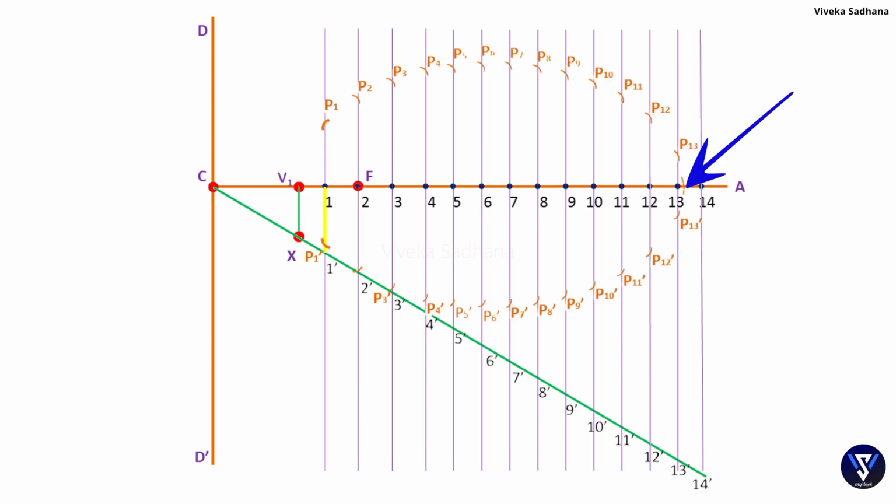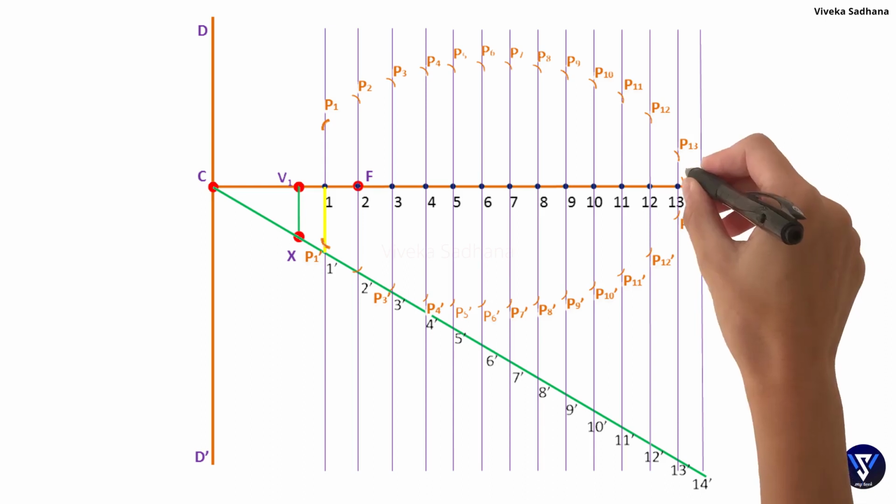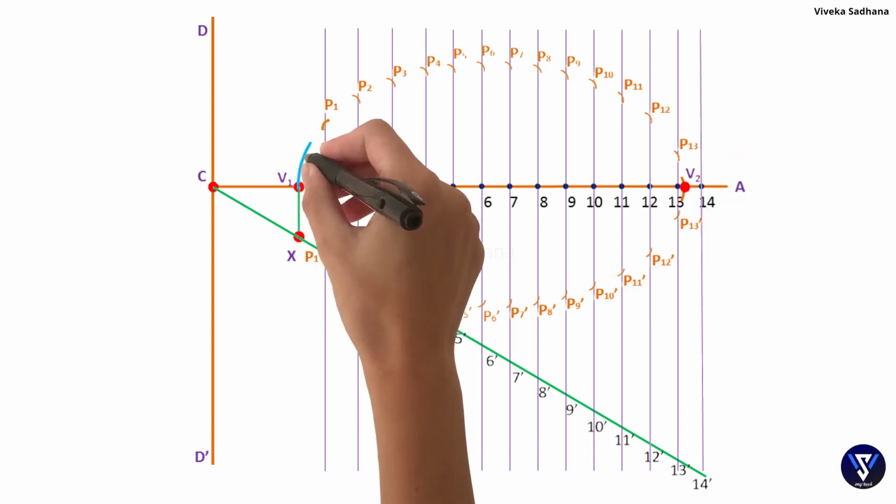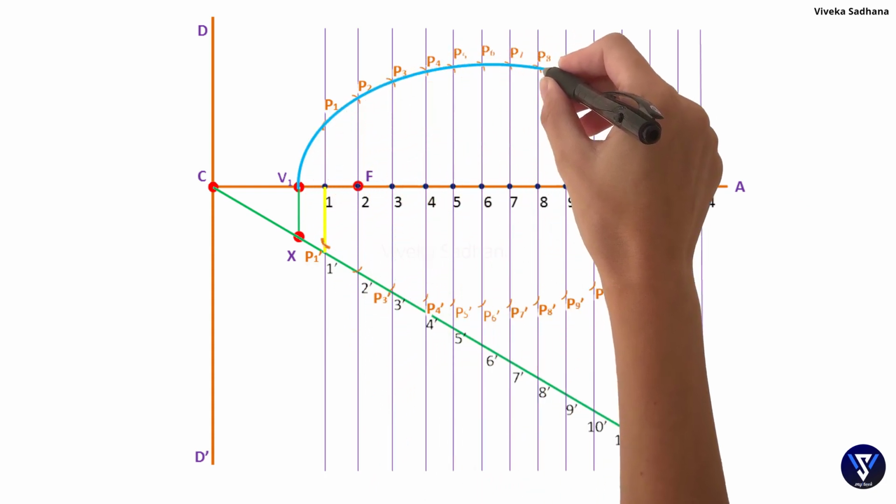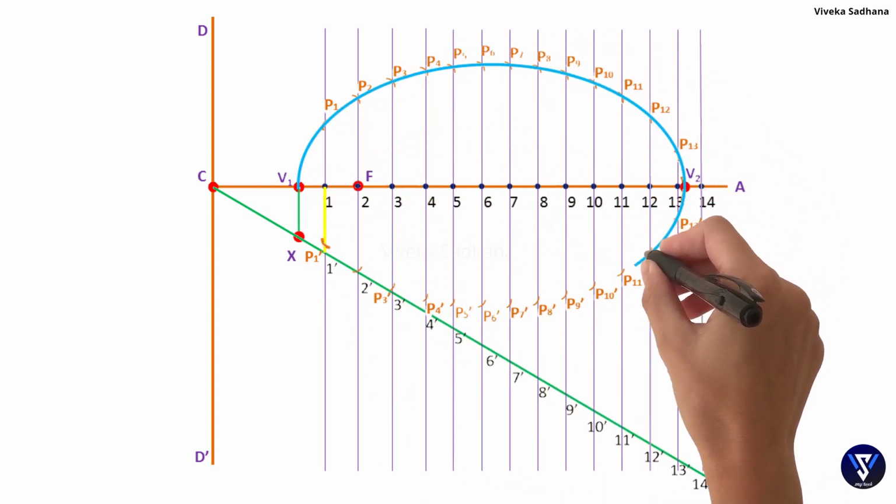Repeat the process until it cuts the axis line but not the vertical line. Mark the respective point as vertex V2. Next, join all the points intersected by the arc to get an ellipse.